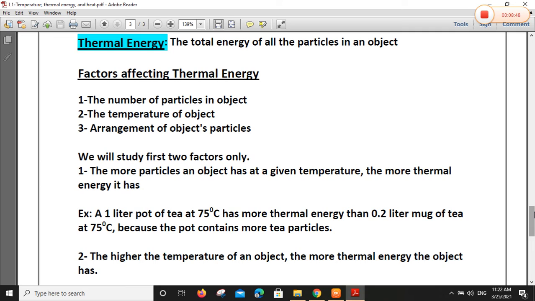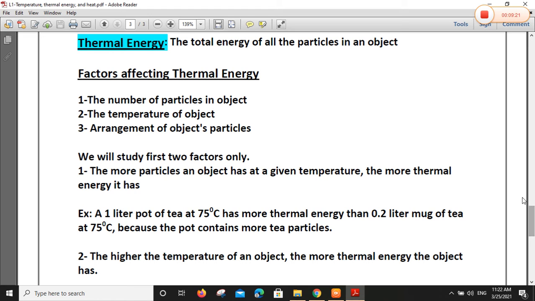Number 2, temperature of the object, the average kinetic energy of the object. This is the temperature, a factor affecting the thermal energy. And the arrangement of particles. If the particles are arranged in a regular way, like solid, it is completely different than liquid, completely different than gas. So the arrangement of an object's particles affects the thermal energy. We will study the first 2 factors, number and temperature.